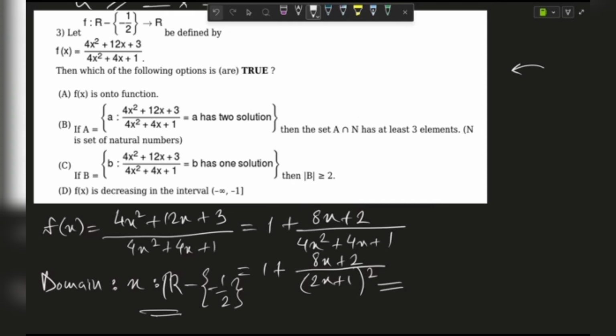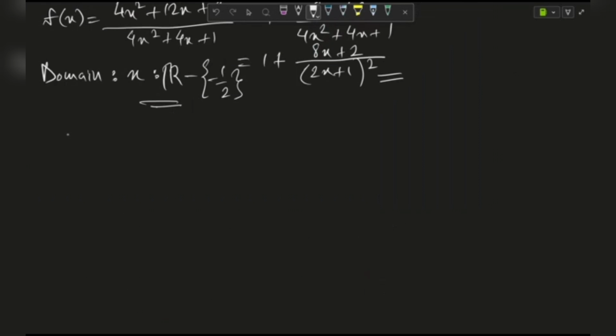Now we have to check the onto function, so we will move on to find the range. There are many methods to find the range of this function. I will go by the standard method that you usually adopt: 4x square plus 12x plus 3 divided by 4x square plus 4x plus 1, taken as a variable y. We will bring out a quadratic expression in x, and then put its discriminant greater than or equal to 0. So let's multiply.